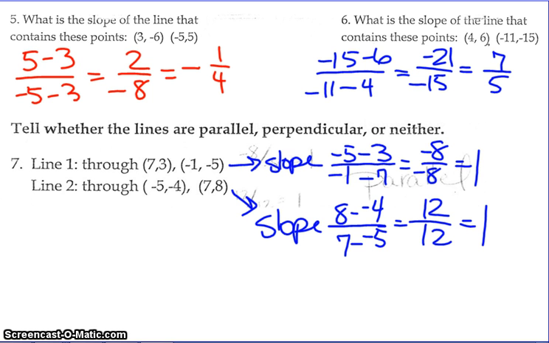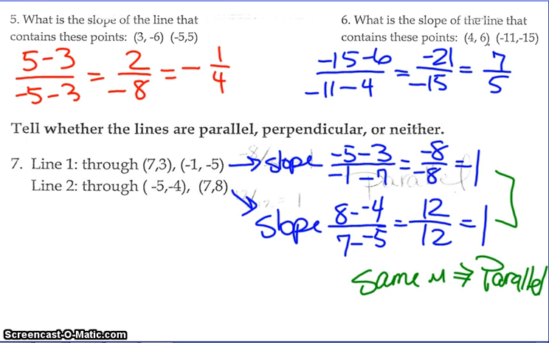Now in number 7, they're asking me, are they parallel, perpendicular, or neither? Well, I calculated the slope for each, again using the same process I used in 5 and 6. I figured out that these match, they're the same slope, same m, which leads to the idea that they must be parallel. Oh, my writing is not great, but we'll deal.